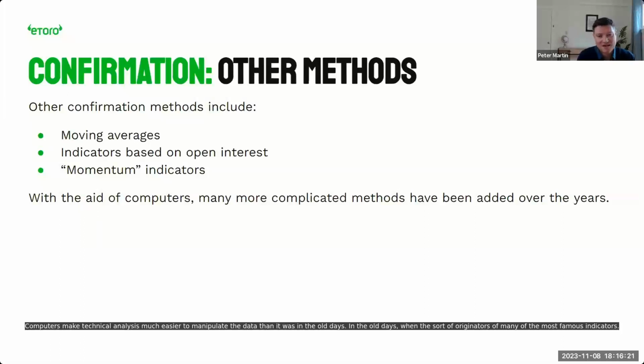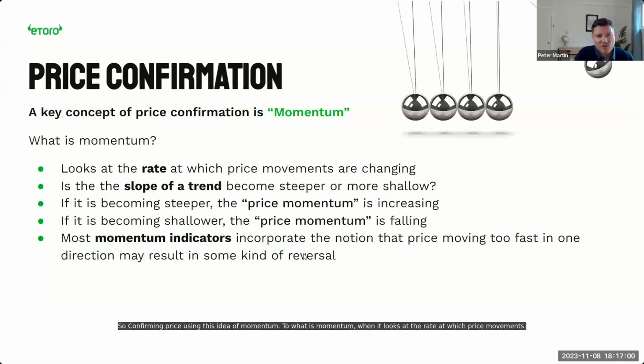Computers make technical analysis much easier, to manipulate the data, than it was in the old days. In the old days, the originators of many of the most famous indicators were actually recording things on a piece of paper, plotting their charts on paper, and you couldn't manipulate the data that easily. With computers, it's very easy, and lots of complicated methods have sprung up over the years. Whether that actually improves things is debatable, but we're going to look at some of the more popular momentum indicators, so confirming price using this idea of momentum.